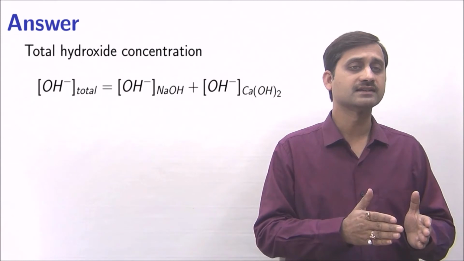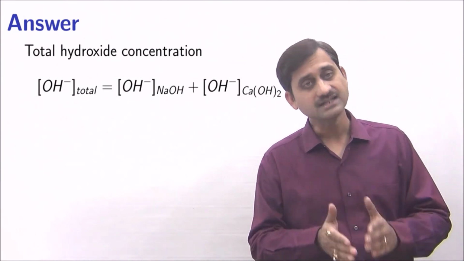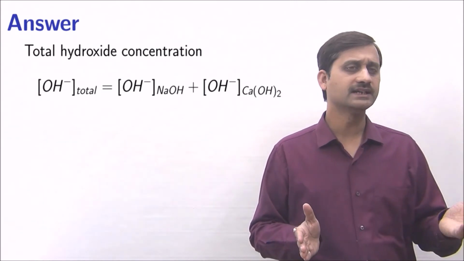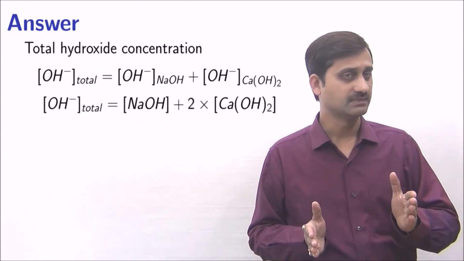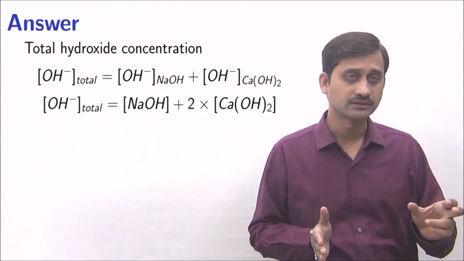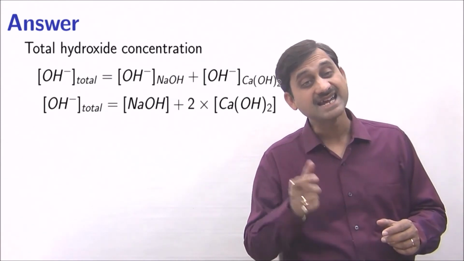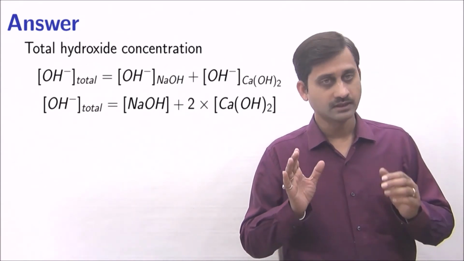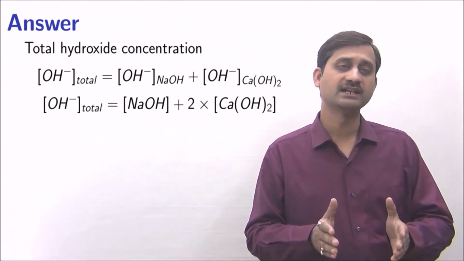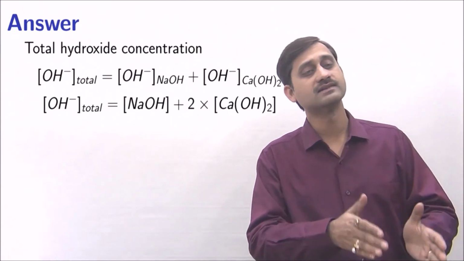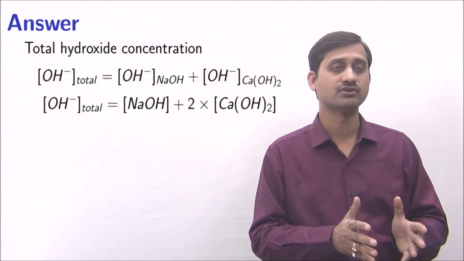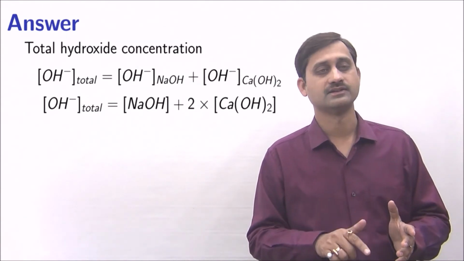Now, the total hydroxide concentration is the hydroxide concentration from sodium hydroxide and hydroxide concentration from calcium hydroxide. Sodium hydroxide is a monoacidic base. That means it gives only one OH minus per unit, while calcium hydroxide is a diacidic base. It releases 2 OH minus per unit. Hence, the contribution of OH minus from sodium hydroxide is equal to the concentration of sodium hydroxide, while the contribution of OH minus from calcium hydroxide will be twice its concentration.